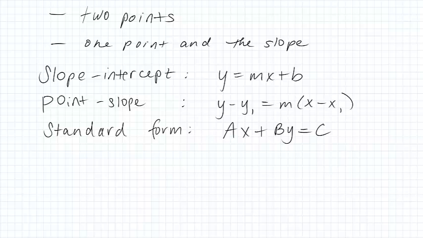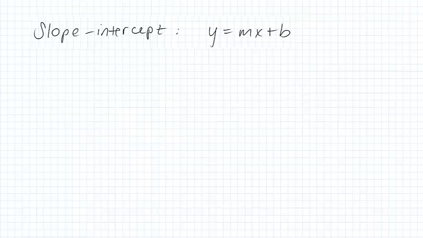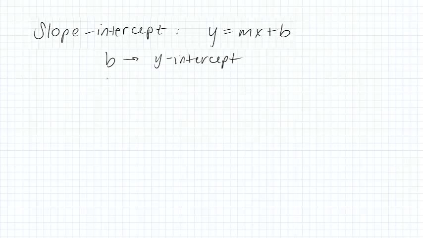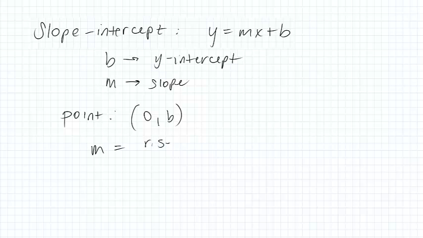Let's start with slope-intercept form. In slope-intercept, we have b, which is the y-intercept, and we have m, which is the slope. So this form is giving us 1 point and the slope. Our point is (0, b), and then we use the slope as rise over run to find a second point, which we can then use to graph our line.